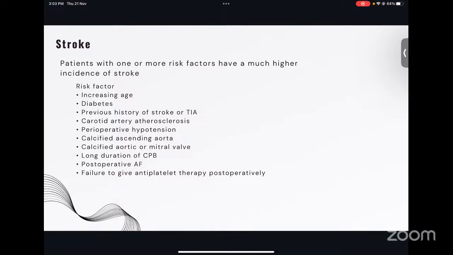Previous history of stroke or transient ischemic attack will increase the risk of stroke threefold. Other risk factors are carotid artery atherosclerosis, preoperative hypertension, calcified or very atherosclerotic ascending aorta, calcified aortic or mitral valve, left-sided mural thrombus, long-standing cardiopulmonary bypass, postoperative atrial fibrillation, and failure to give antiplatelet therapy post-op.